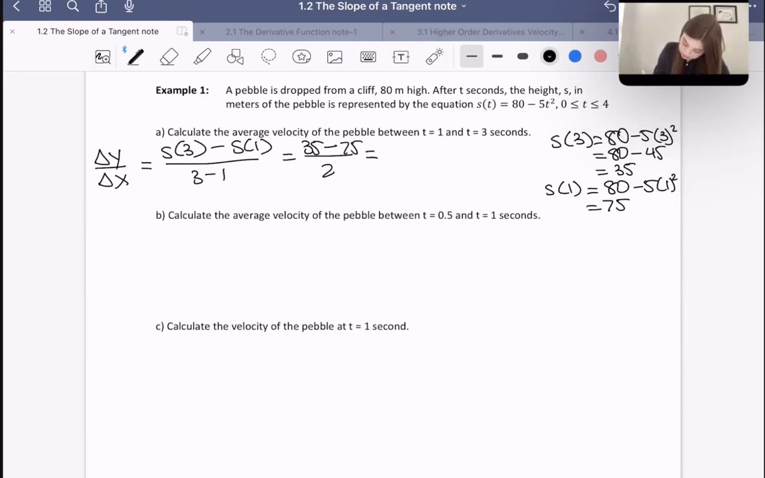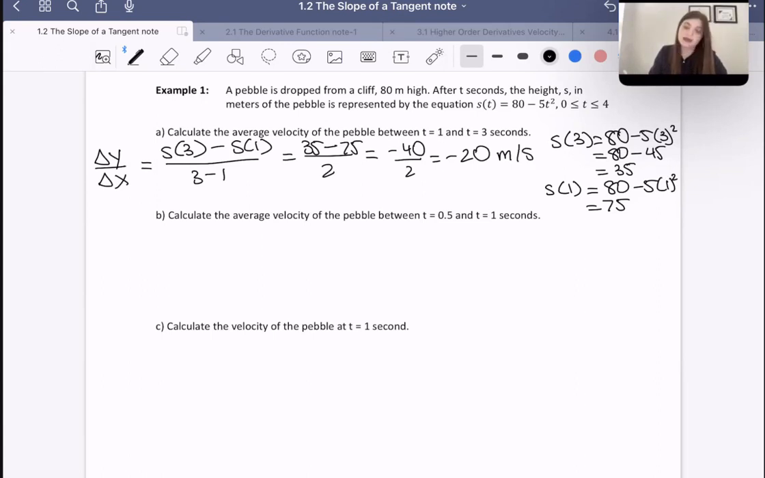So our answer looks like we're going to get negative, is it 40 here? Yeah, negative 40 over 2, which is negative 20. Okay, so that means that the average velocity between 1 second and 3 seconds is negative 20 meters per second.